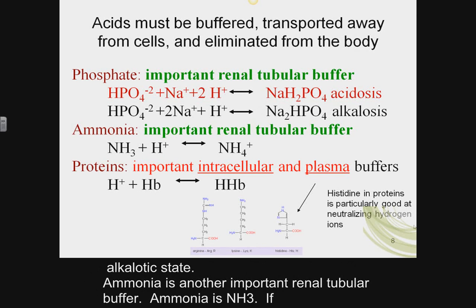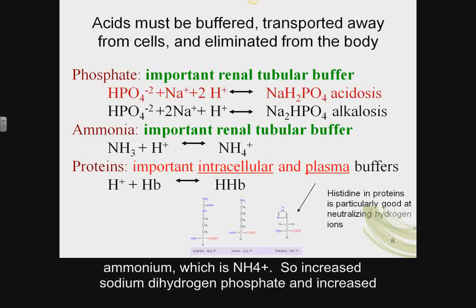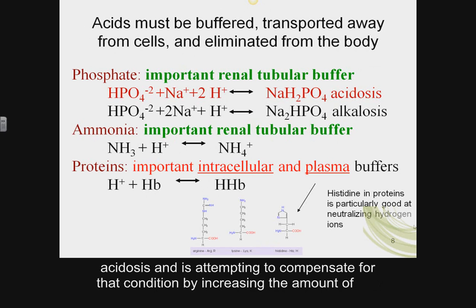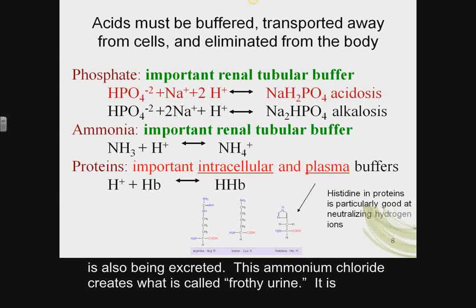Ammonia is another important renal tubular buffer. Ammonia is NH3. If you have excessive acid being secreted by the kidneys, it can bind to ammonia and create ammonium, which is NH4+. So increased sodium dihydrogen phosphate and increased ammonium in the urine would alert the physician that a patient is in a state of acidosis and is attempting to compensate for that condition by increasing the amount of acid excretion. Now, just as a side note, the ammonium in the urine mixes with chloride. That is also being excreted.